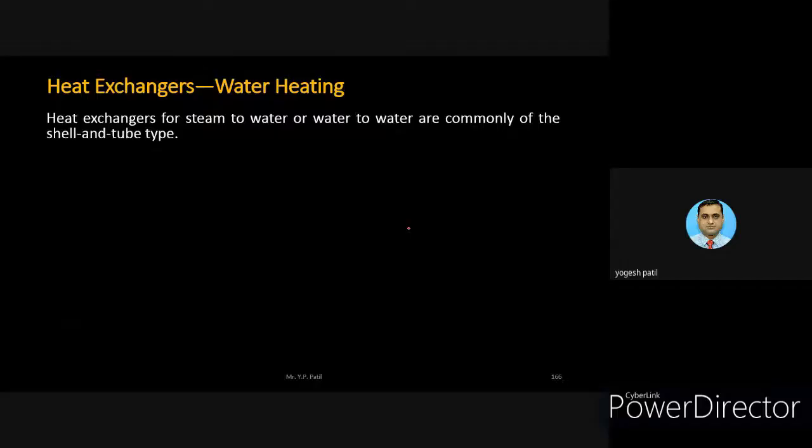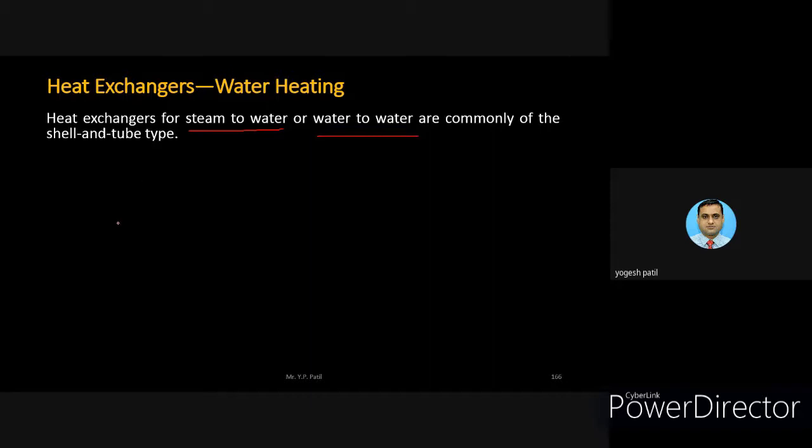Now we move to the next part of this, heat exchangers. There are different types of heat exchangers, and very common and popular is the shell and tube type heat exchanger. So what is this water heating? The heat exchanger for steam to water.